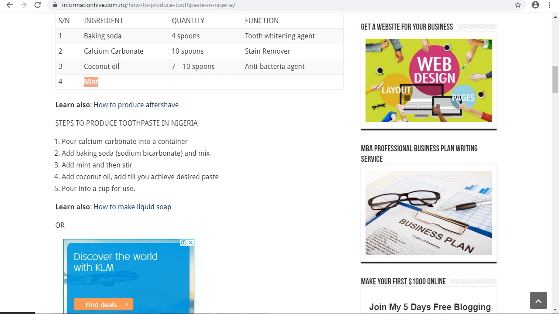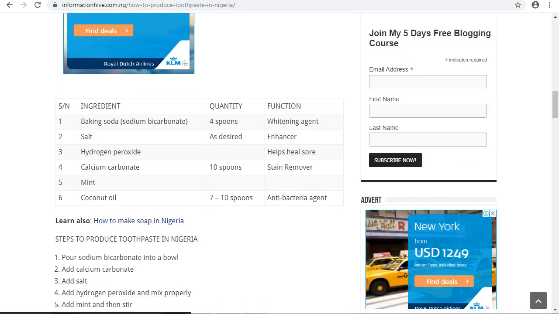So what are the steps? I've told you the steps involve pouring the calcium carbonate into a container that is clean. Add your baking soda, which is the sodium bicarbonate, and mix. Add mint and then stir. Add coconut oil until you achieve your desired paste. Pour in the cup and start using it. I believe this tutorial is useful.